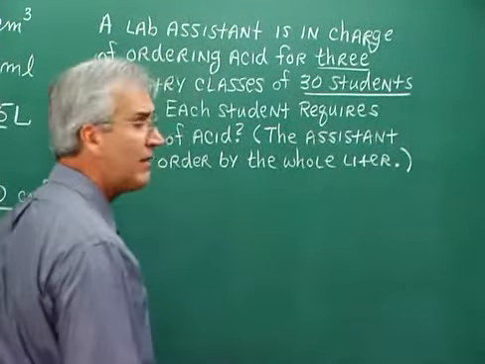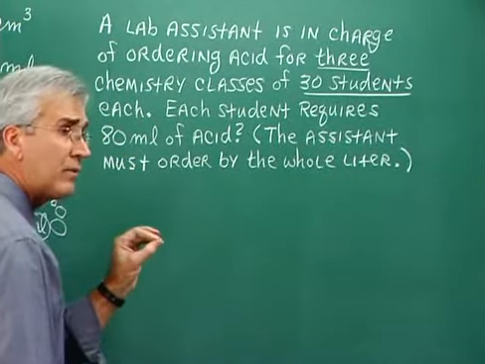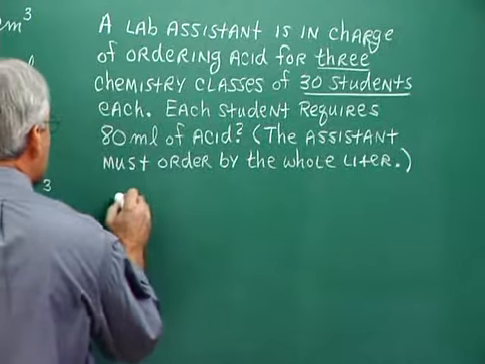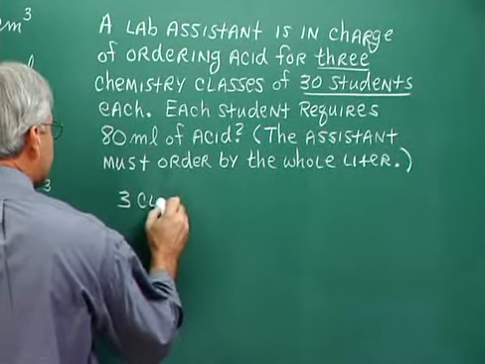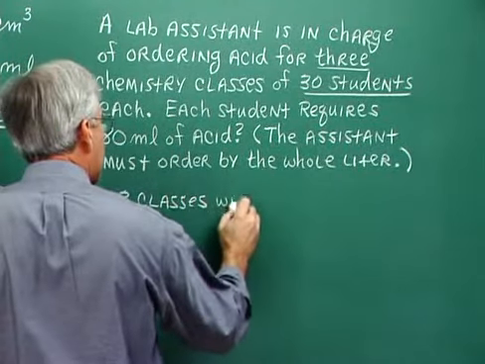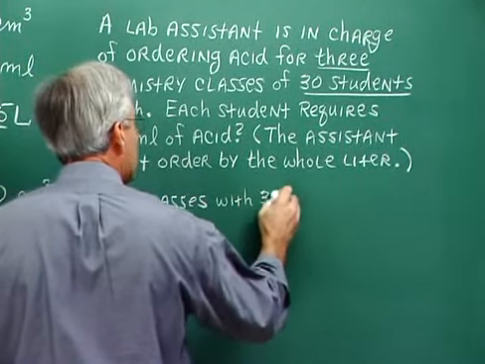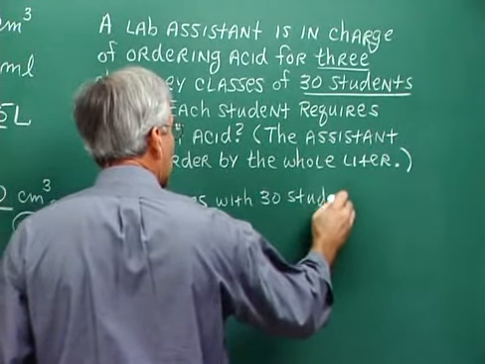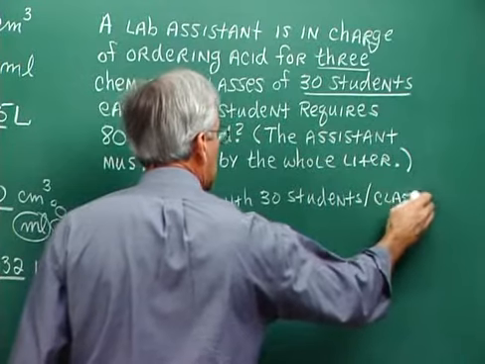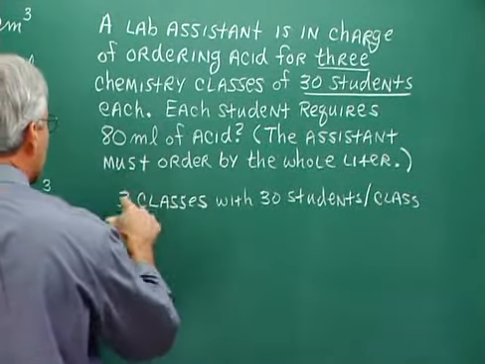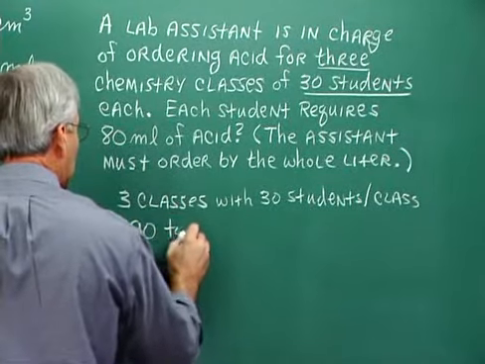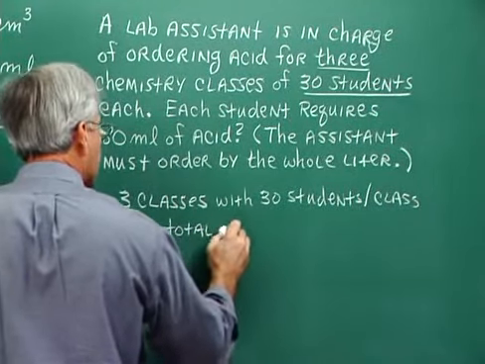Now, we can multiply everything at one time, or we can take our time with this, and I recommend that we take our time. So if we're talking about 3 classes with 30 students per class, then we're talking about 3 times 30, or 90 total students.